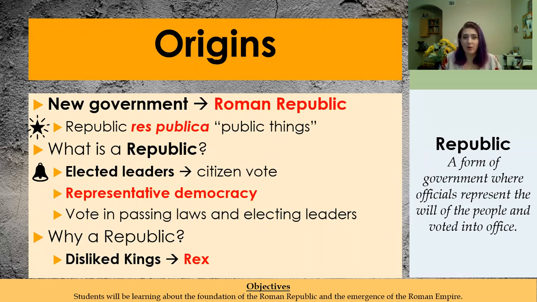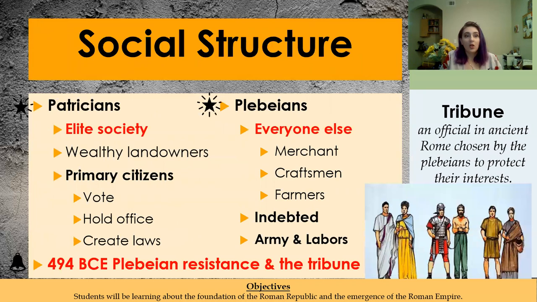So why did they want a republic and not a monarchy or a democracy? Well, after being controlled by the Greeks for so long, they really did not want that. The word for king was rex, which was considered a slur or a bad word. They didn't like kings. They didn't want another king. And so they formed a republic instead. This would be very important to early Roman social structure.